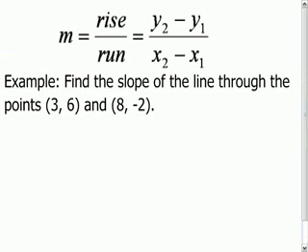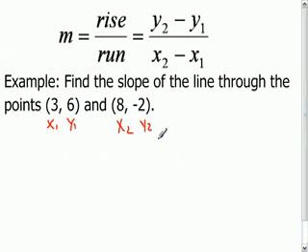So let's go ahead and take a look at an example here. Find the slope of the line through the points 3, 6, and 8, negative 2. So our point 3, 6, since that's the first point, we'll label that x sub 1, y sub 1. And 8, negative 2, that's our second point, so we'll just call that x sub 2, y sub 2. And then we will just go ahead and fill in the formula.